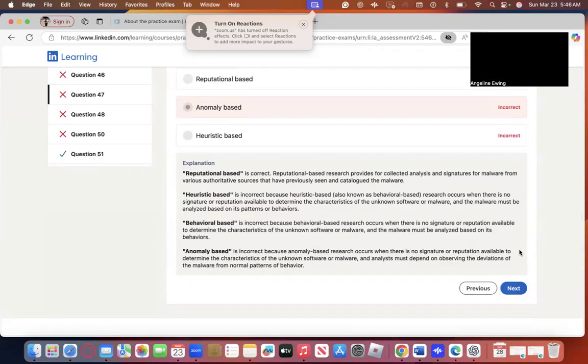Anomaly based is also incorrect because anomaly based occurs when there is no signature or reputation available to determine the characteristics of the unknown software or malware. An analyst must depend on observing the deviations of the malware from normal patterns of behavior.